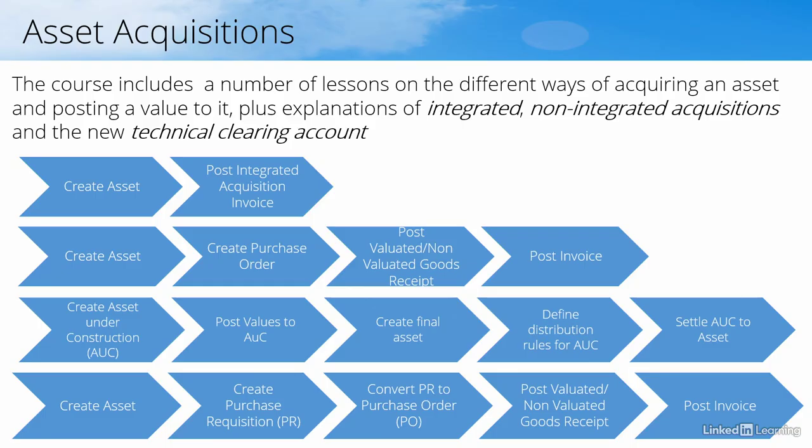If you're using the asset straight away, you may post the value directly to the asset as soon as you receive it. But if you're constructing a piece of machinery or building part of a factory, you may want to accumulate the costs on an asset under construction and only settle the costs to the final asset when everything's brought into use.